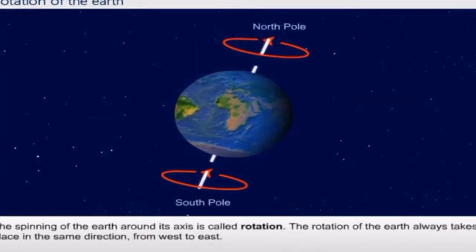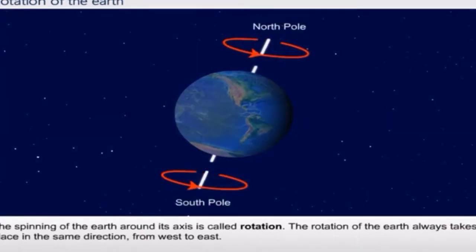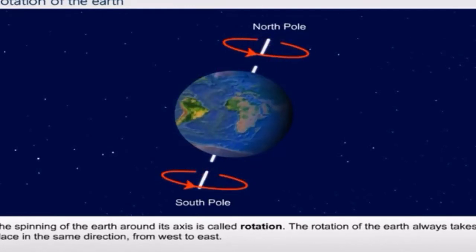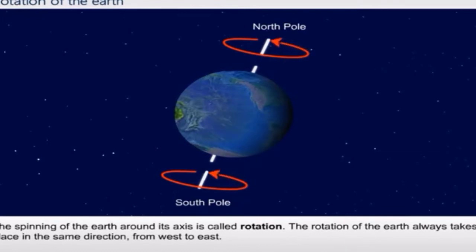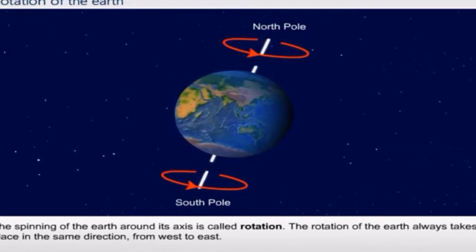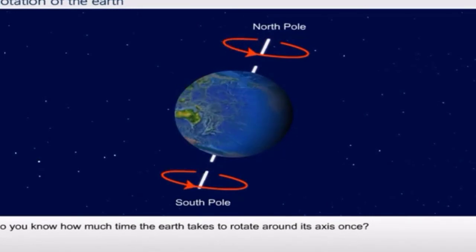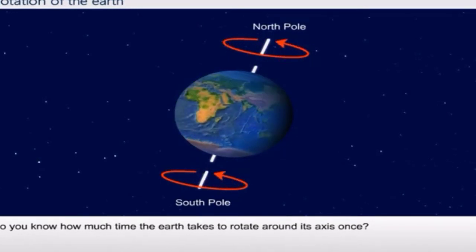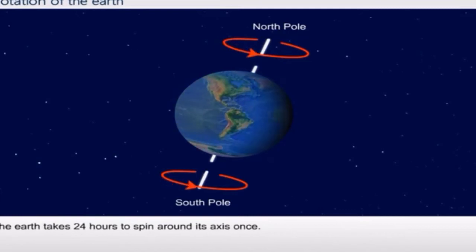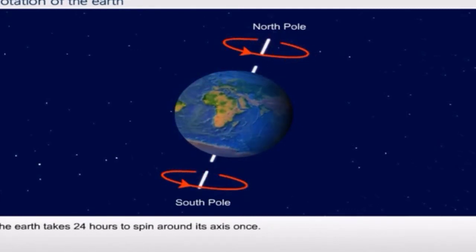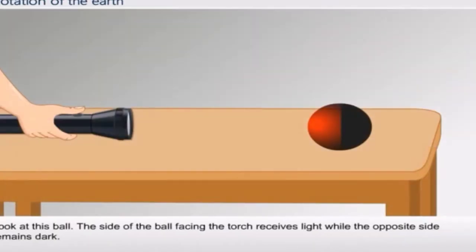The spinning of the earth around its axis is called, as we have discussed already, rotation. The rotation of the earth always takes place in the same direction, from the west to the east. Look at the picture, how the earth is rotating from the west to the east. Do you know how much time it takes? The earth takes 24 hours to spin around its own axis.